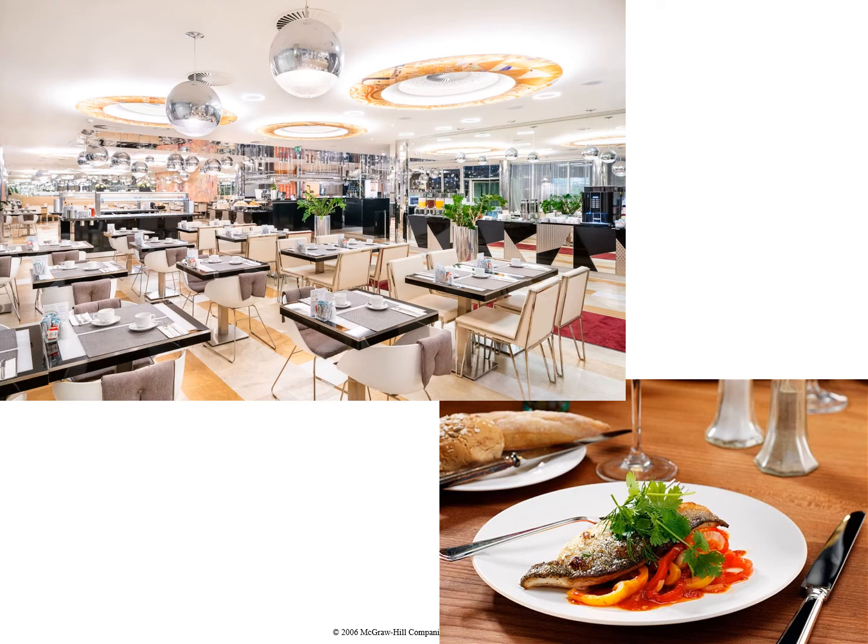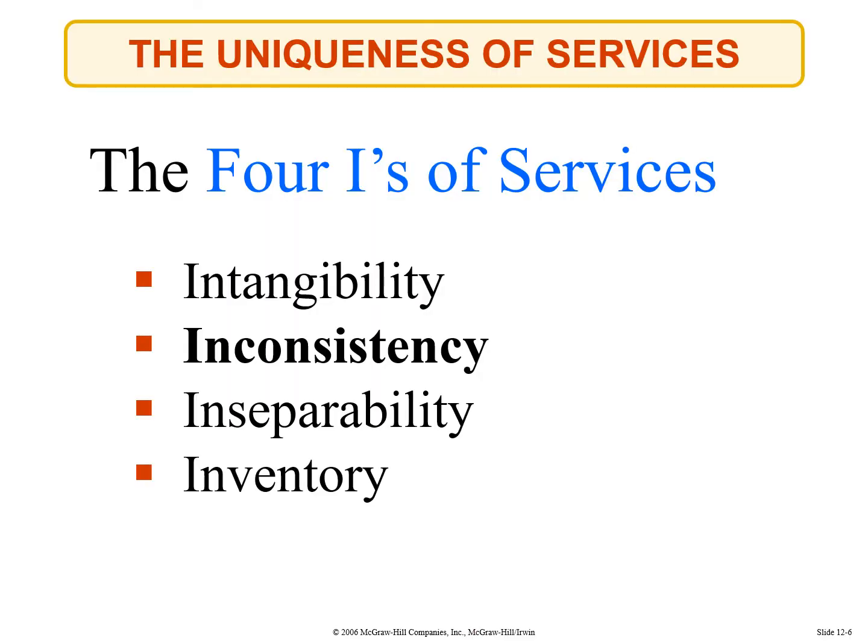In a restaurant, again the intangible is being tangibilized by the furniture, the lighting, the layout of the restaurant, and so on. Even the food, they try to tangibilize the food by putting it in a nice plate and decorating it as much as they can, and that's again because they want to tangibilize the intangible. So this was the first I, intangibility.